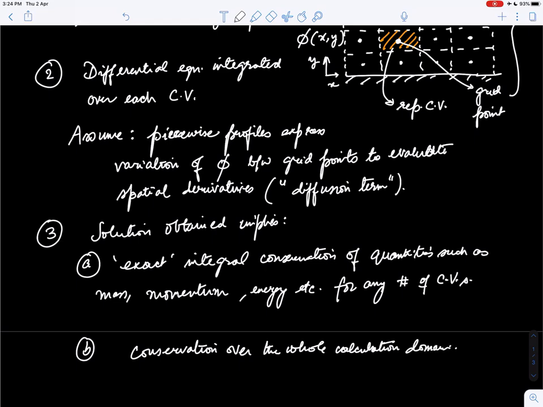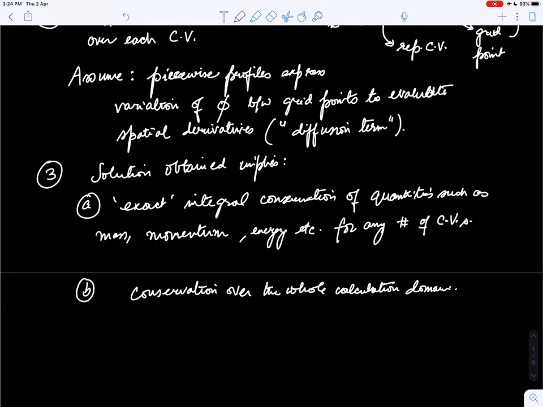That basically follows from the first bullet, from bullet A, because if you get conservation on each volume, then it should also lead to conservation. By summing it up, you basically should get conservation over the entire domain.